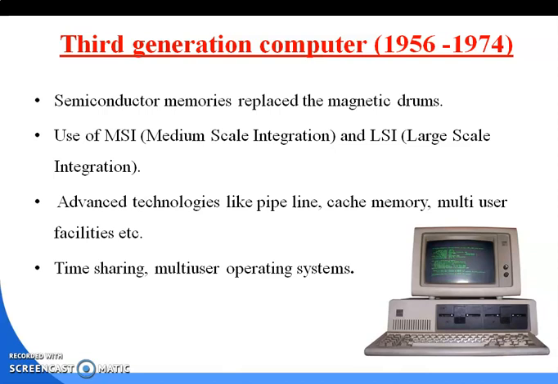So what computers are used nowadays? It is an advanced version of this third generation computer, because in third generation computers the microchips were introduced as MSI, medium scale integration, and LSI, large scale integration. So advanced technologies like pipeline, cache memory, multi-user facilities are used. Time sharing and multi-user operating systems were introduced in this third generation computer.